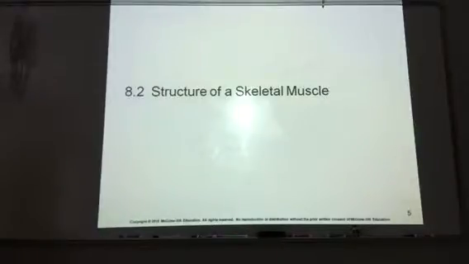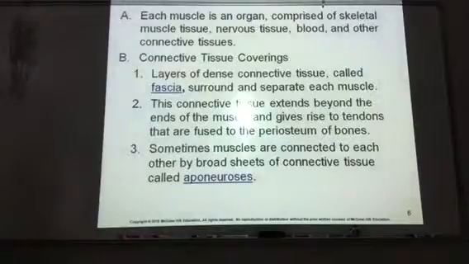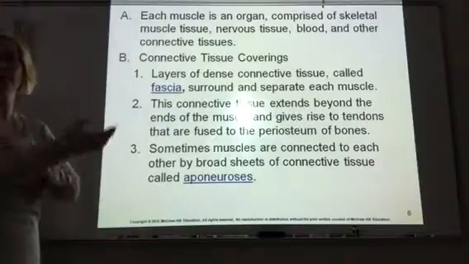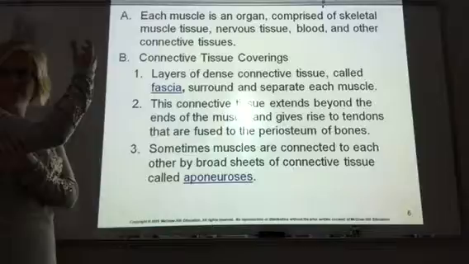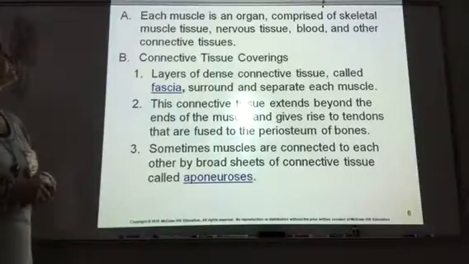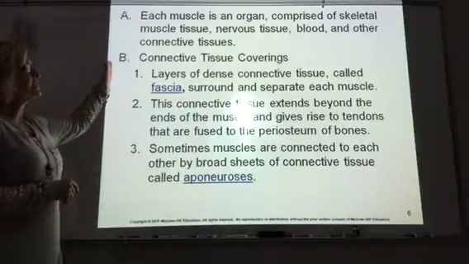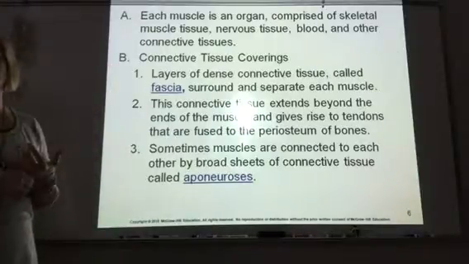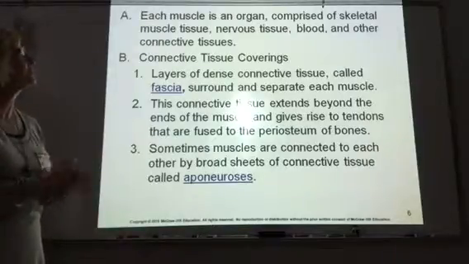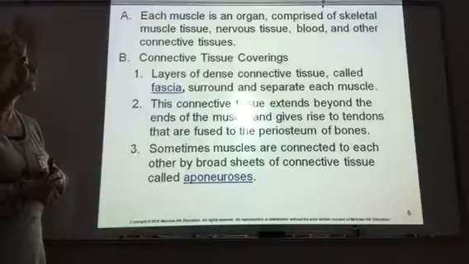So for today, we're basically going to look at the composition, the structure, what's inside of those muscles, some of the microscopic parts of it. Each muscle in your body is considered an organ. So my biceps is an organ, my triceps is an organ. They're all bits and pieces of your muscular system. In that muscle, it's going to have skeletal muscle tissue, nervous tissue that sends the message to make things work, blood, and other connective tissue.